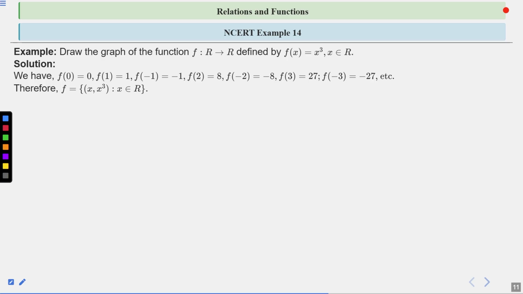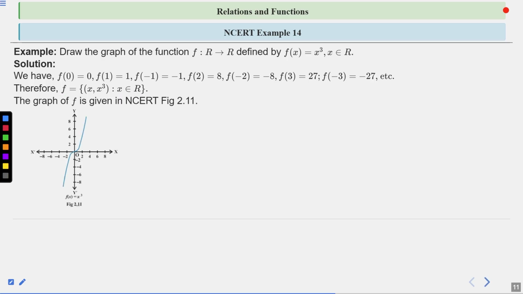So simply, this function, which is your relation, a special type of relation, is the collection of all ordered pairs x comma x cube such that x must be from reals. So just put 0 comma 0. So 0 comma 0 will be here. For 1 comma 1, or you just try to see that 2 comma 8.